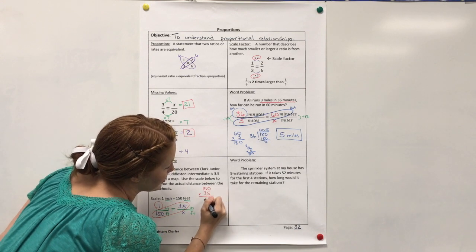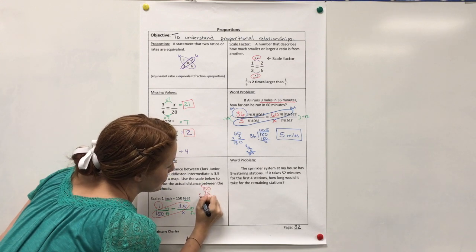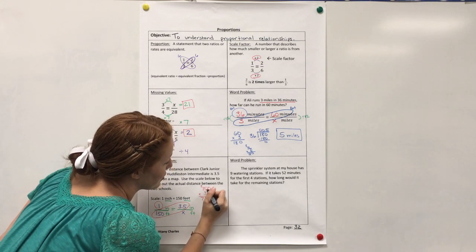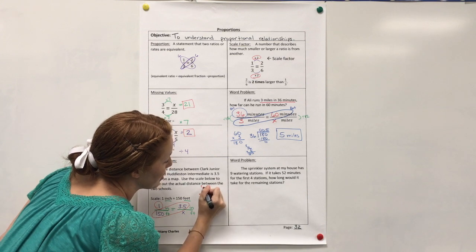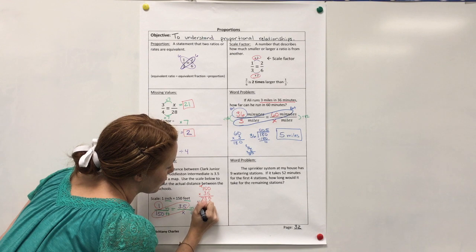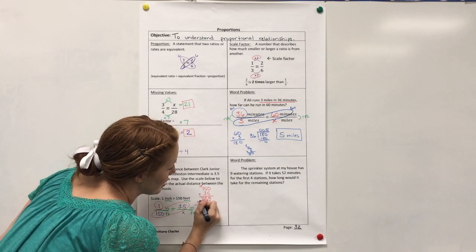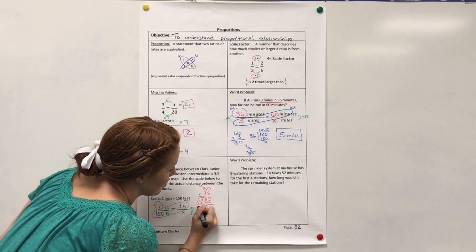That's 0. 5 times 5 is 25. 5, 6, 7. 3 times 0 is 0. 3 times 5 is 15. 3 plus 1 is 4. 0, 5, 7, 8, 9, 10, 11, 12, 5.